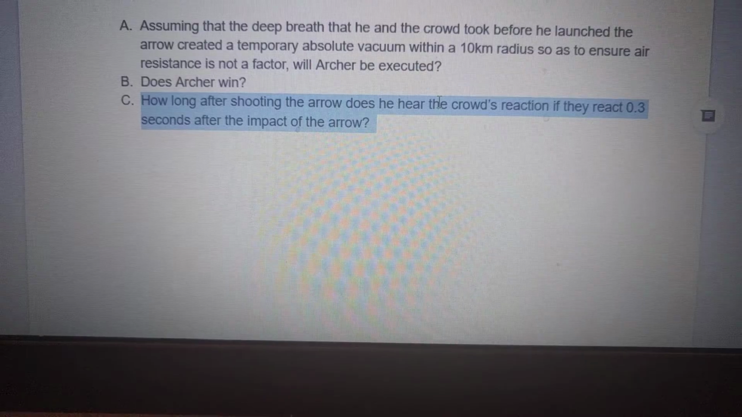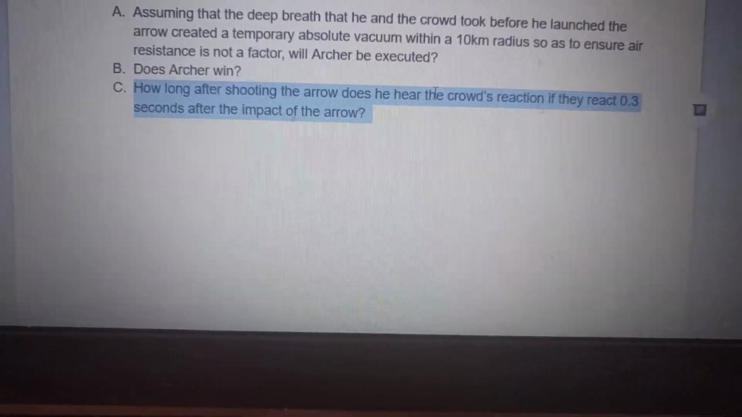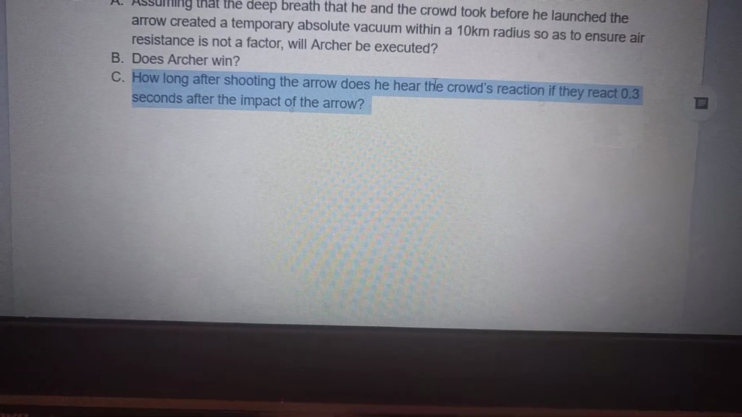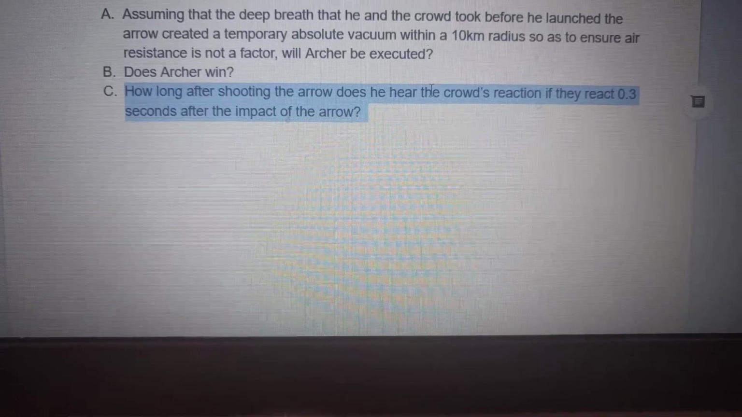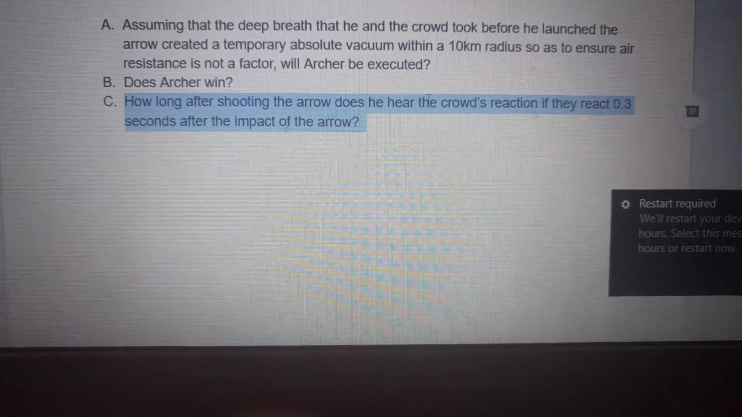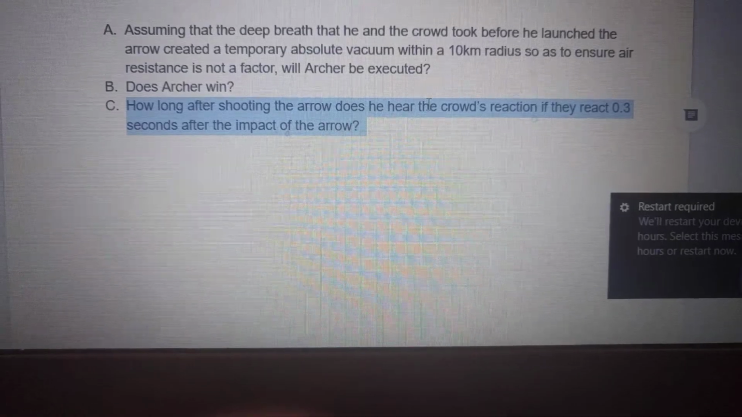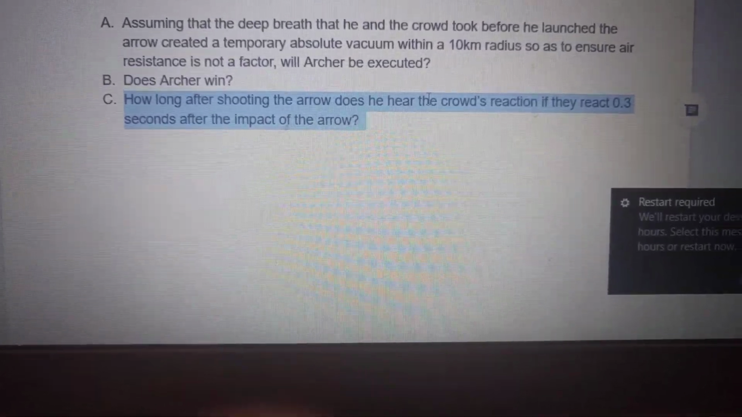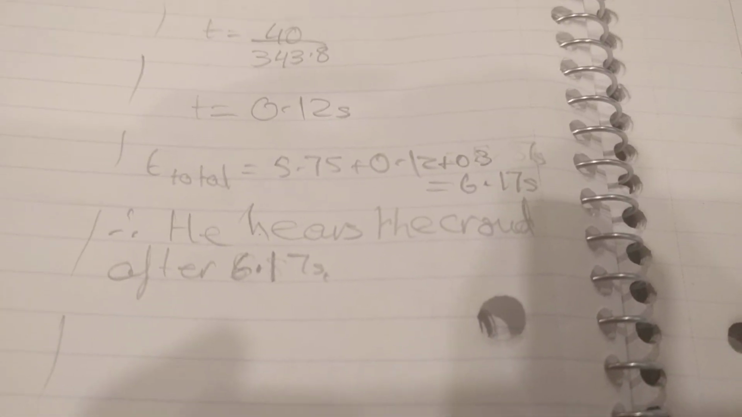If we look at the question again, we can see that it actually asks how long after shooting the arrow does he hear the crowd's reaction if they react 0.3 seconds after the impact of the arrow. So to take all of this into account, we have to take into account how long it takes for the arrow to go from being released to hitting the ground, and then add an additional 0.3 seconds on top of that, since that's just the crowd's delayed reaction. And as you can see here, that's what I did.